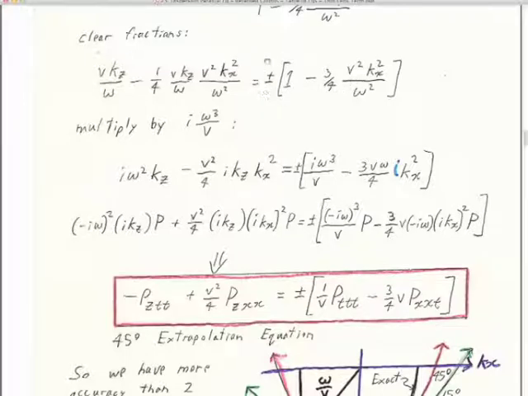And here I'm preserving the ability to flip plus or minus, but it always gets confusing because if you decide on the minus 1, you've got to propagate that inside. That's the easiest place to make a mistake, at least I always do. So you've got 3 quarter v squared kx squared over omega squared. You've got to multiply all the terms by i omega to the third over v. And what we've got now is i omega squared kx kz minus v squared over 4 i kz times kx squared is equal to plus or minus the quantity i omega to the third over v minus 3 v omega over 4. And there's supposed to be an i in there that I forgot, kx squared.